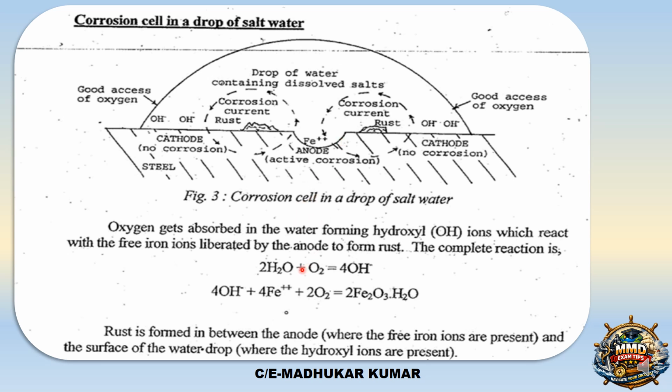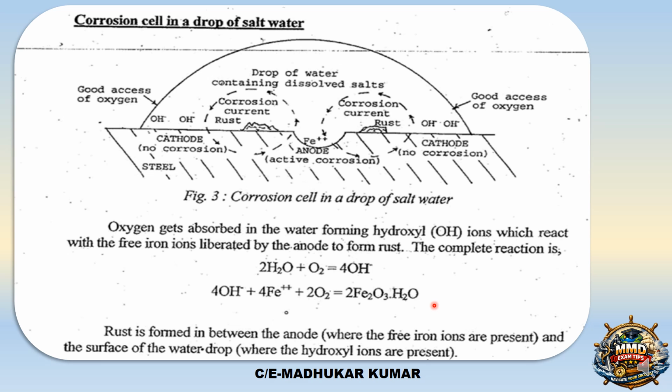So here you can see the oxygen. Here what happens: the H2O reacts with the oxygen and forms 4 OH minus ions. These are hydroxyl ions, and these ions combine with the Fe, that is your MS, mild steel. Okay. So 4OH minus plus 4Fe plus 2O2 is going to create the rust, that is your 2Fe2O3 H2O.